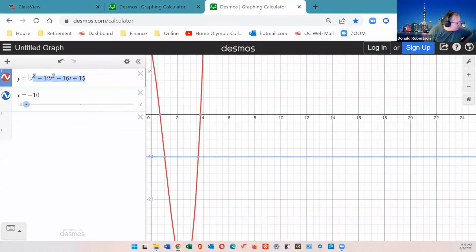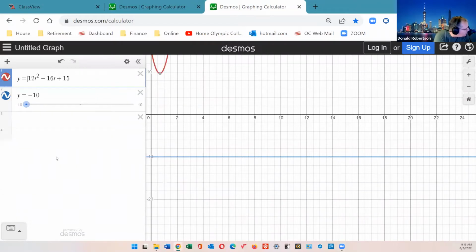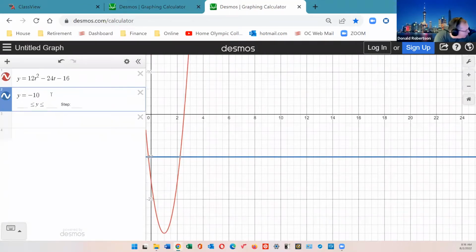So you're going to have to bear with me for a second while I doctor this one so it looks like the acceleration function. So it's going to be 12t squared, take away 24t, and then minus 16. And then the question I said is, when is it -4?